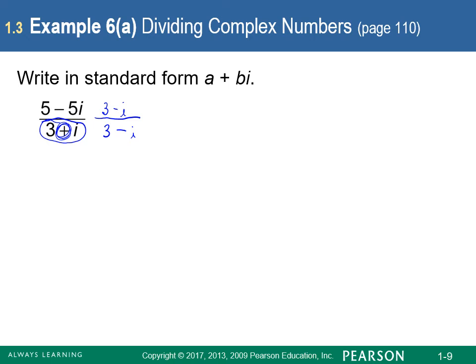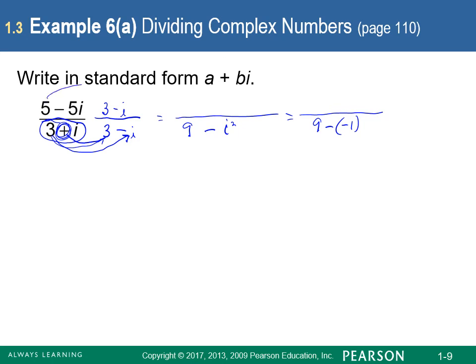Now we just did one similar to this. On the bottom, we've got 3 times 3, which is 9. We've got 3 times negative i, that's negative 3i. We've got i times 3, that's positive 3i, that's going to disappear. And negative i squared. We will, in just a moment, be replacing the i squared with negative 1. You got to be very careful with those signs.